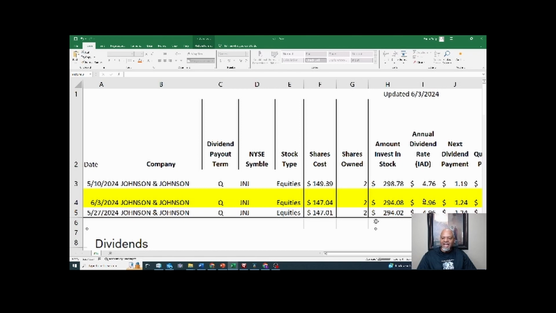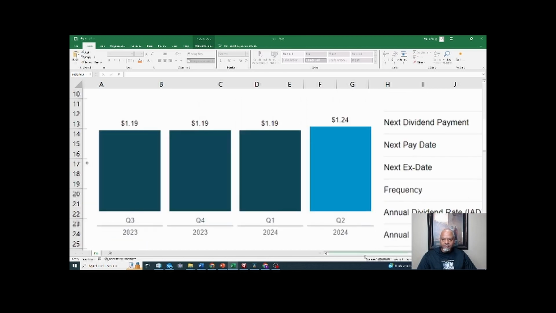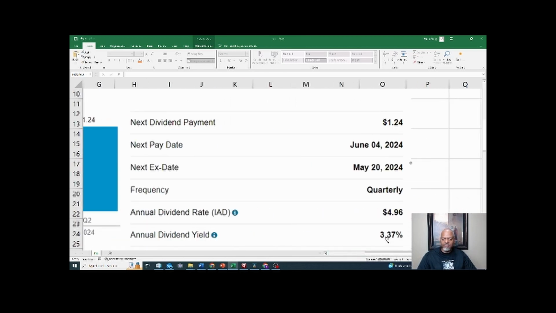The annual dividend rate will be $4.96 based off of the next dividend payment amount. Okay, so this is what you'll get. This is the payment you'll get next quarter or this month. This month I should be getting $1.24 put back into my dividend stock. Scrolling down, none of this has changed. I think this changed to like 3.38, but all this is the same as of today.